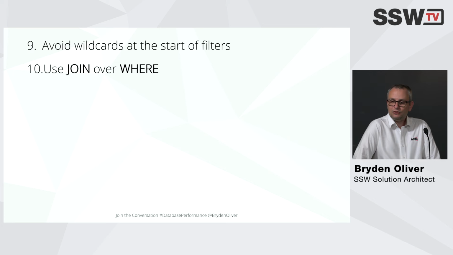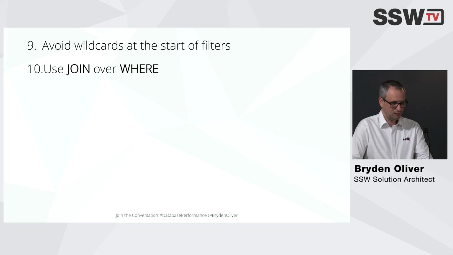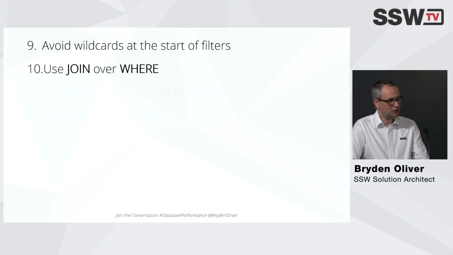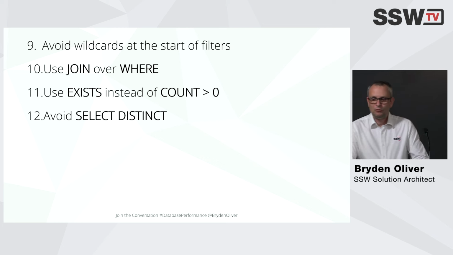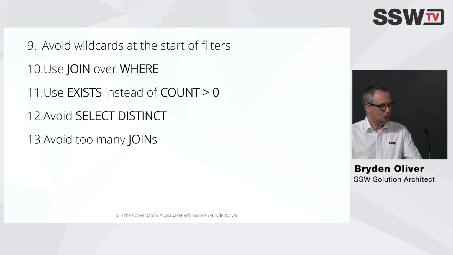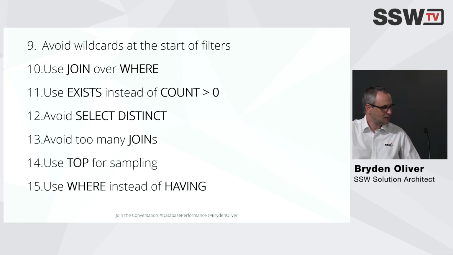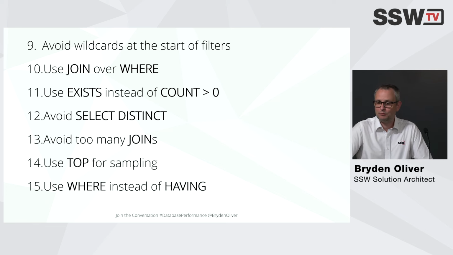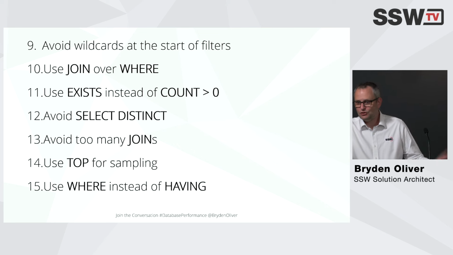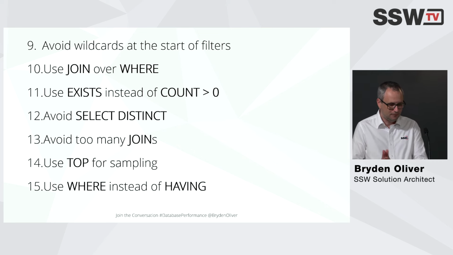We want to avoid wildcards at the start of filters, and we want to use join over where we can. We want to use exists and not count is greater than zero. We don't want to select distinct or do too many joins. And we want to use top for sampling, particularly when we're in a production environment, and use where instead of having in every situation that we can actually do that.